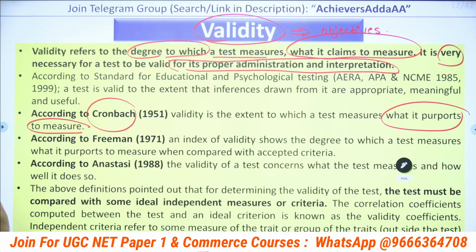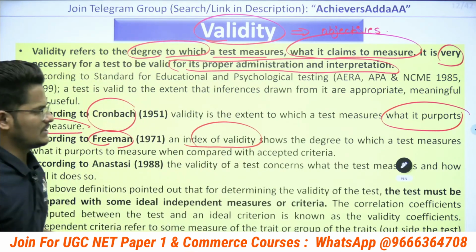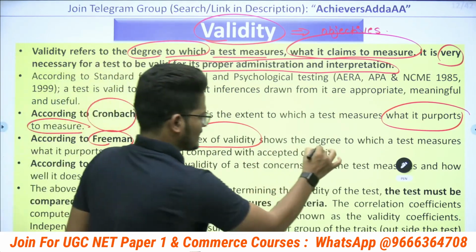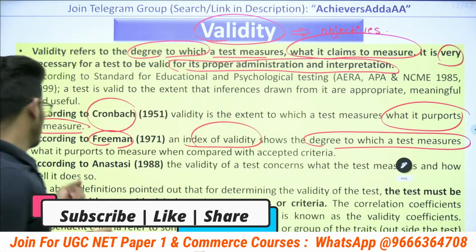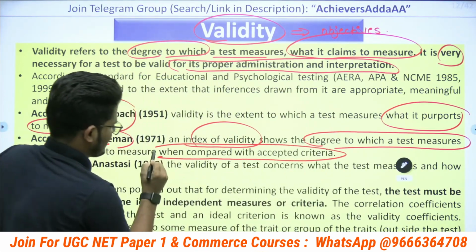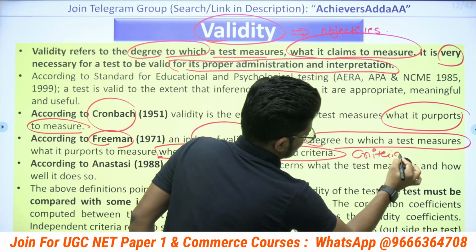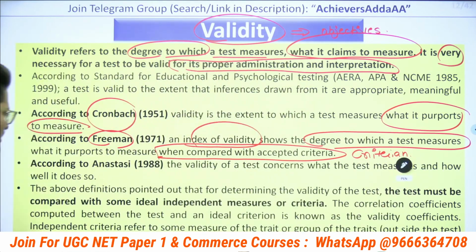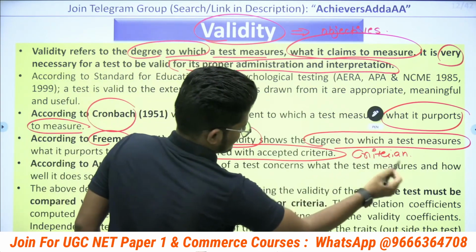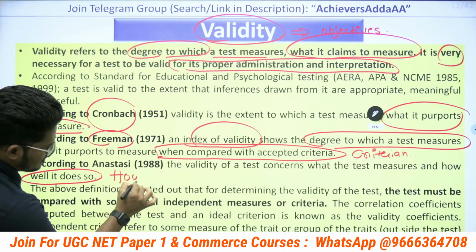Next one is that as per Freeman, an index of the validity shows the degree to which a test measures what it purports to measure when compared with acceptable criteria. Means he tried to give the criterion validity. And as per Anastasi, validity of a test is concerned with what the test measures and how well it does so. So he is concentrating on how.